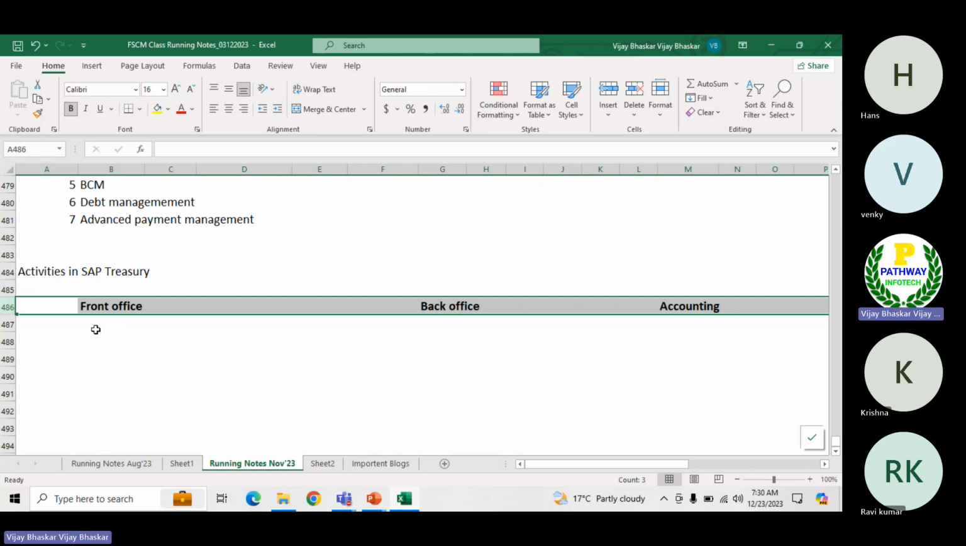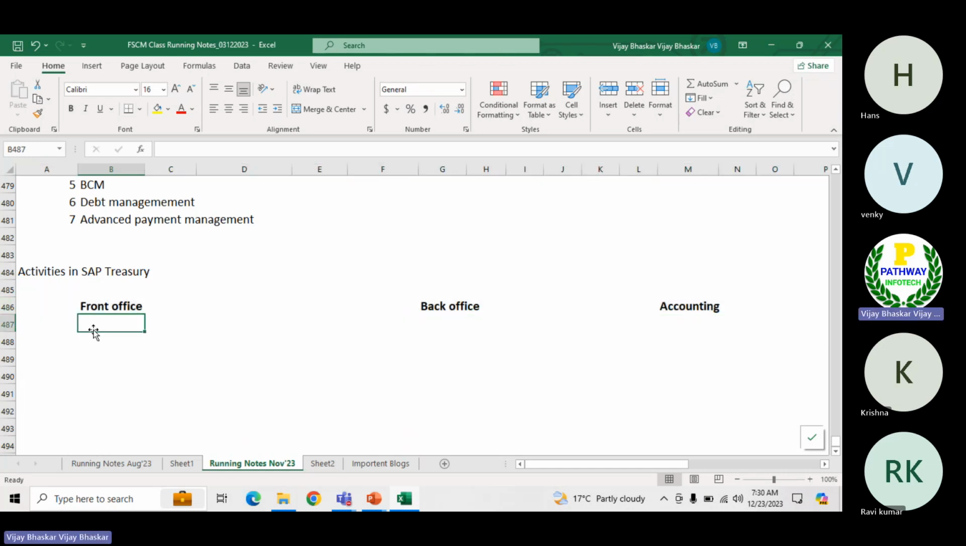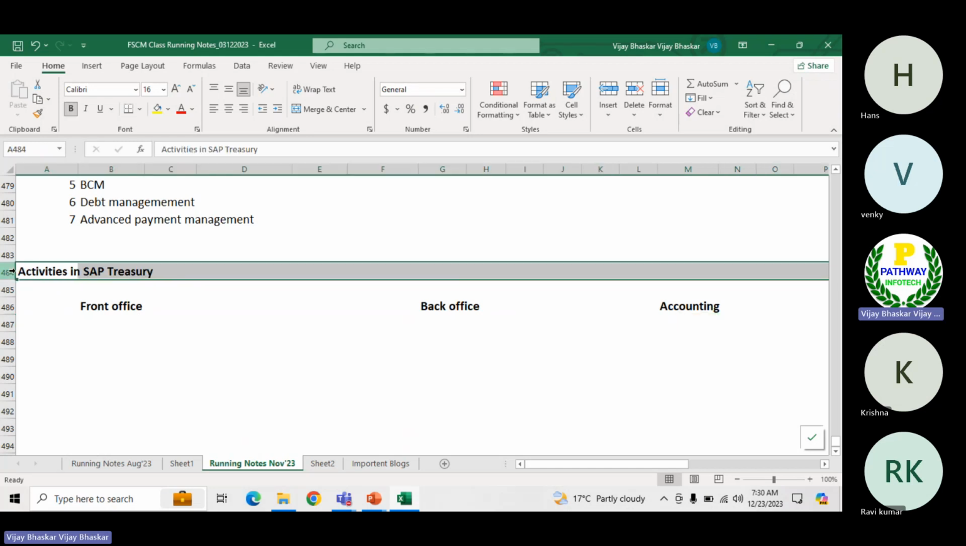But now what does it do exactly? What is meant by front office? What is meant by back office? What is meant by accounting? Why has the Treasury been divided into activities like this? There should be a reason behind that.